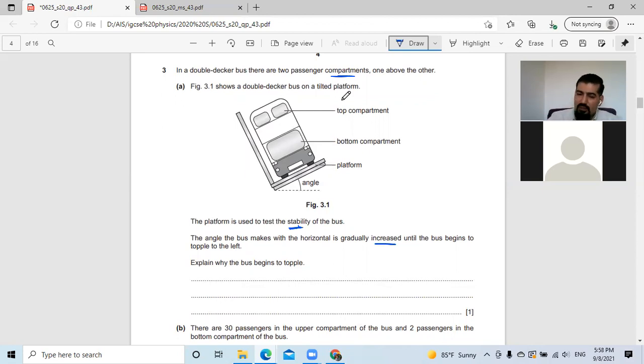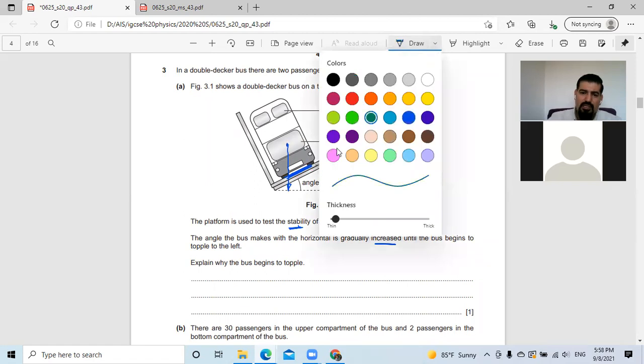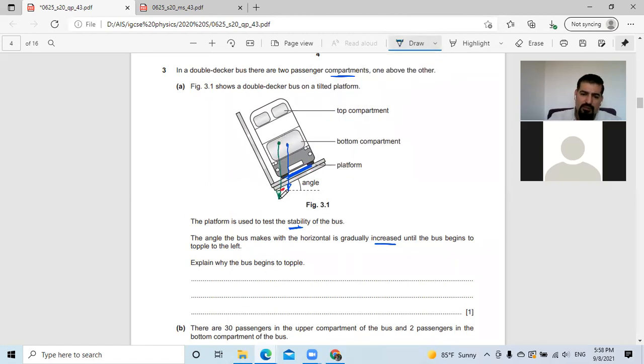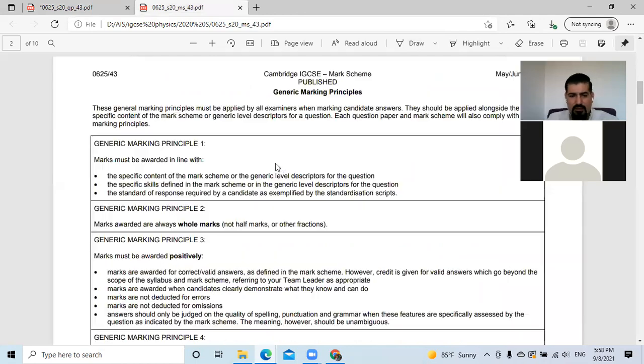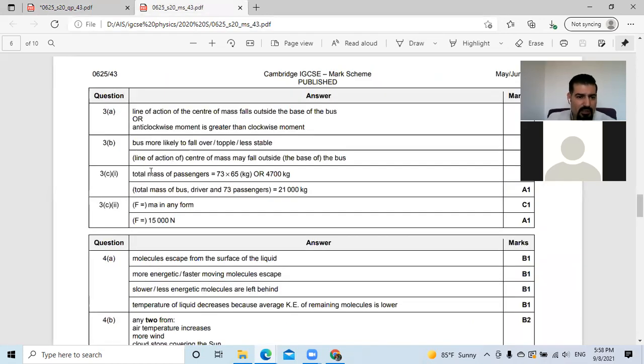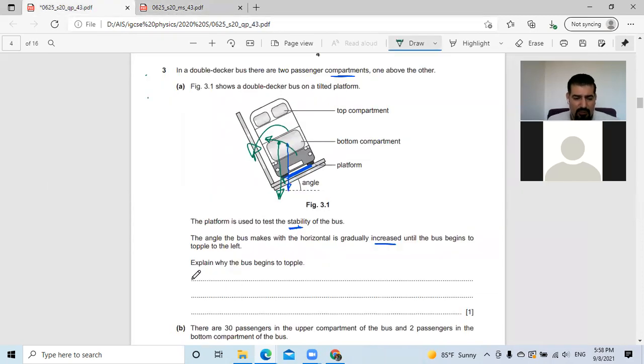Why? Because the center of mass, is it still acting in the base area of it, or does it become outside the base area of it? Outside the base area. If the center of mass were somewhere here, but the center of mass is not here because it curves in this direction, the center of mass is outside. Look what they said here in the mark scheme, the words they use to explain the answer. We are talking about question 3. Yes, the line of action of the center of mass falls outside the base of the bus. So we are going to say the same thing here.